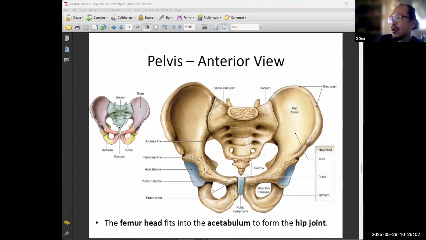And then this hole right here is called the obturator foramen. This obturator foramen is very much closed. There is a lot of membrane closing it, but it only allows the obturator nerve to go through. So not many things go through here, even though this hole is pretty big. It's very much membrane closed up.